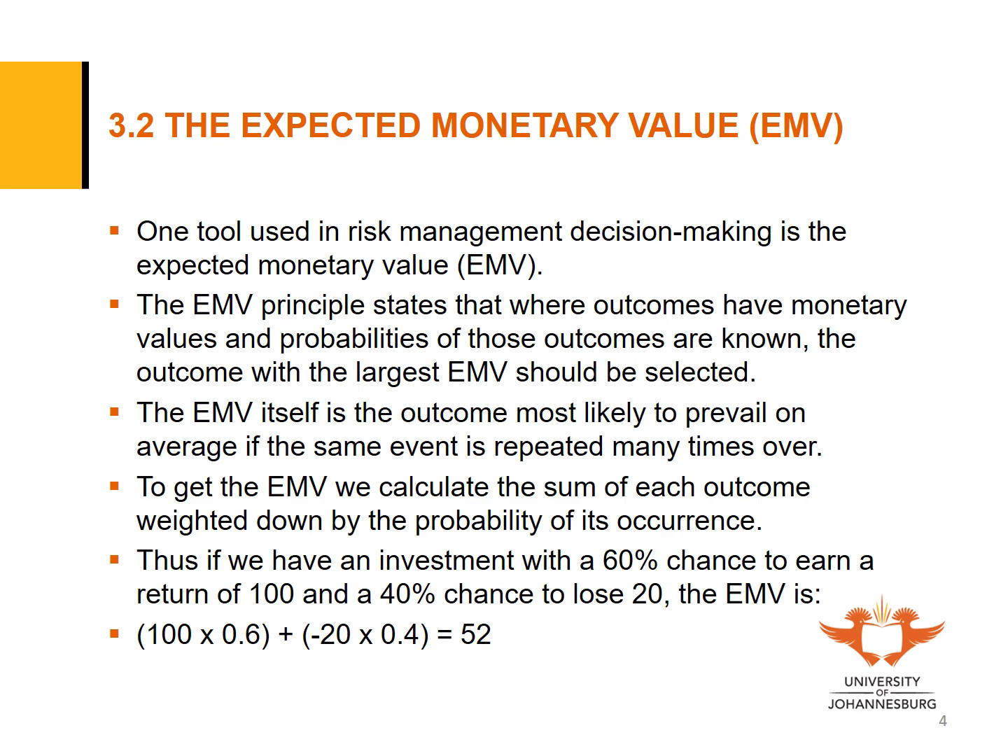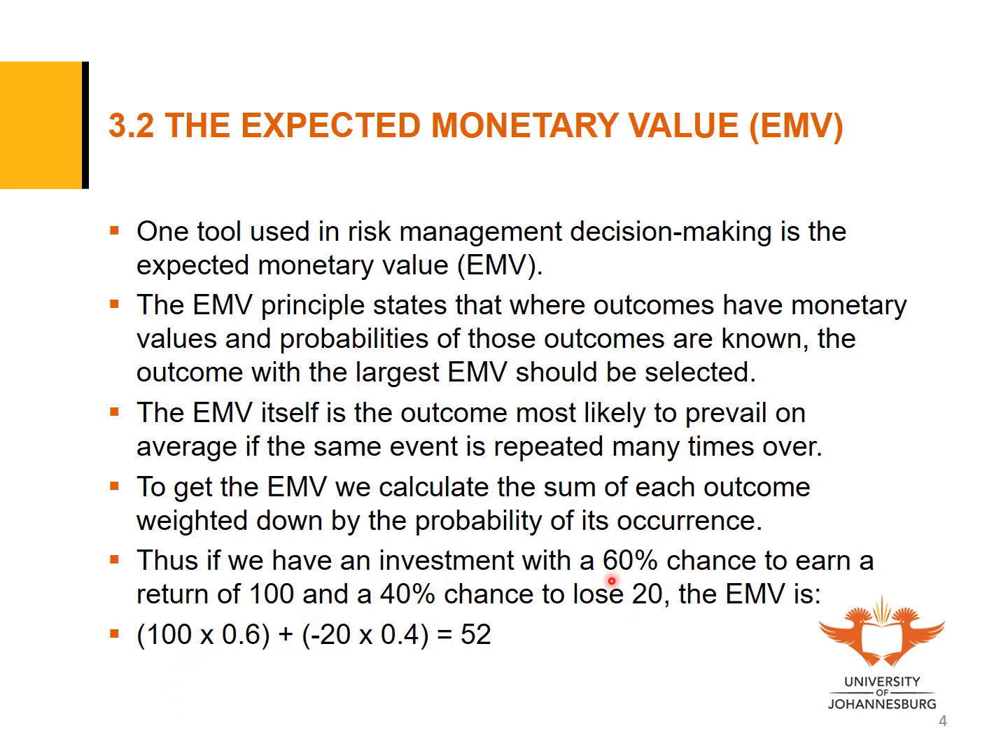Therefore, if we have an investment, let's look at this carefully. Let me put on the pointer also. There we go, we have a laser pointer. Right, so to get the EMV, we calculate the sum of each outcome, weighted down by the probability of its occurrence. And then we're going to use this example here.